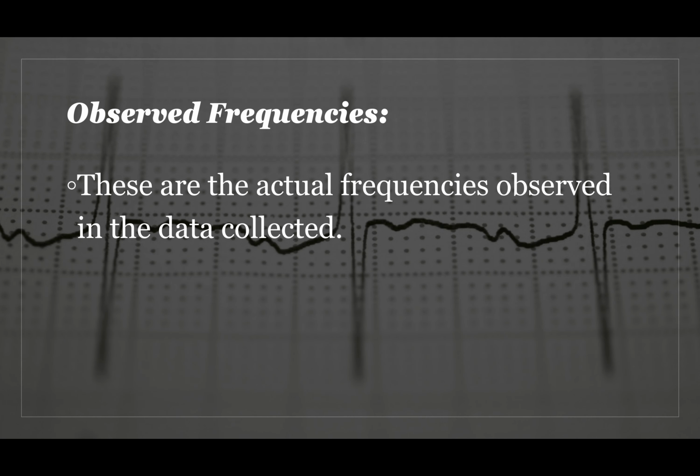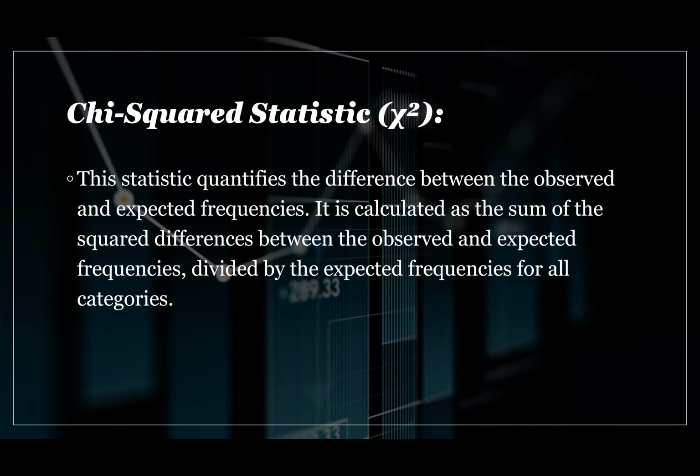Observed frequencies are the actual frequencies observed in the collected data. So those are the frequencies, the observations, that they give you. From the observations that they give you and the expected frequencies from your monohybrid or dihybrid cross, you're going to be able to calculate your chi-squared statistic. This statistic quantifies the difference between the observed and expected frequencies. It is calculated as the sum of squared differences between the observed and expected frequencies divided by the expected frequencies for all categories.